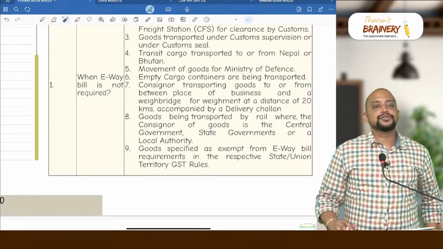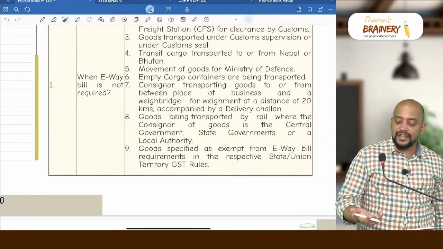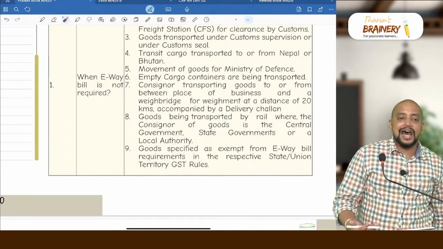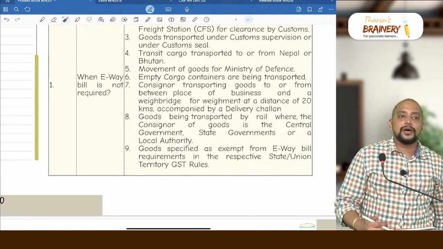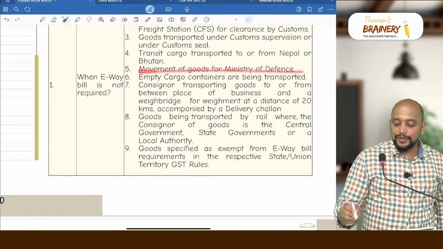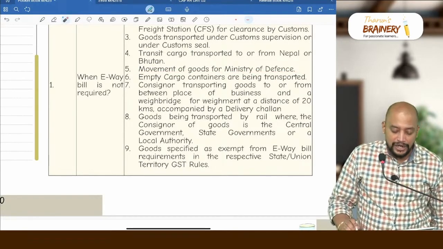So for Ministry of Defence goods also, e-way bill is not required, because if we know what goods they are moving, like AK-47, RDX or gunpowder, we can stop that vehicle and loot the things from it. But that is not possible. So for movement of goods for the Ministry of Defence, e-way bill is not required.